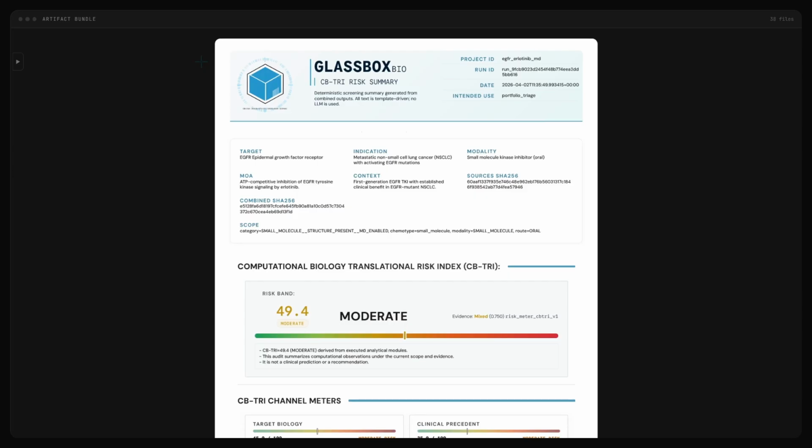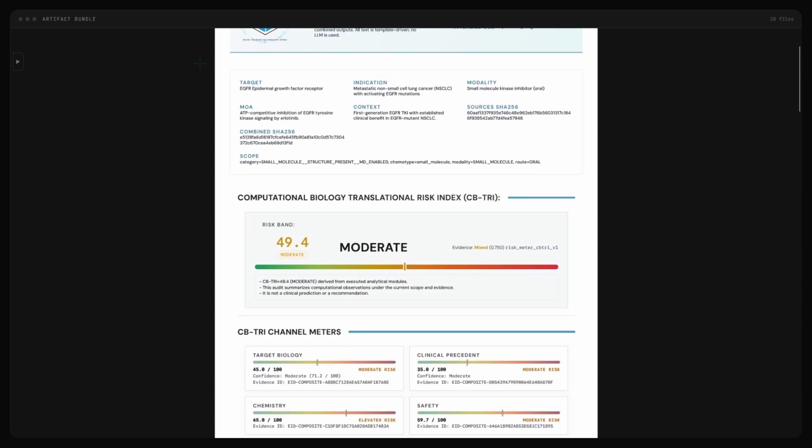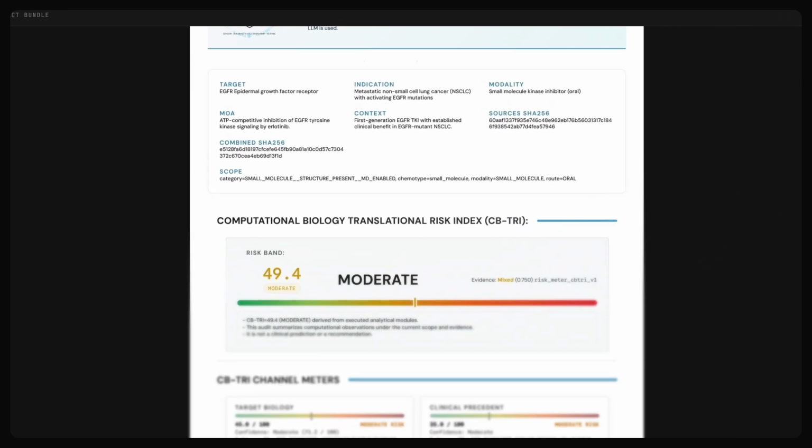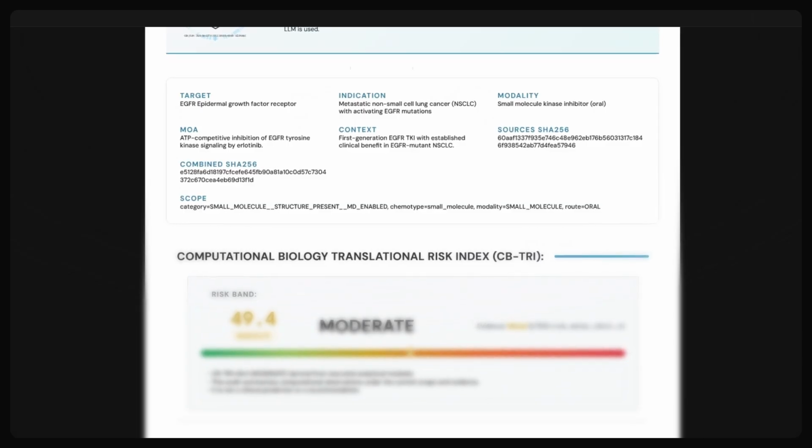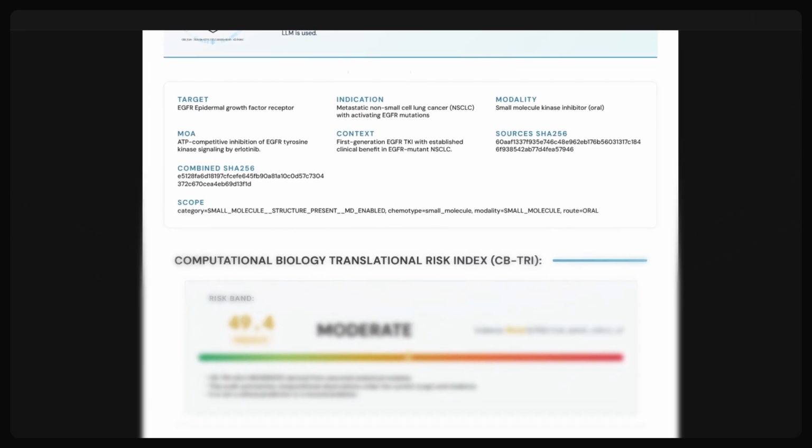Beneath the seal and header is the project information and inputs used for this run. This block defines the analytical scope: what target, what modality, what mechanism, what therapeutic use case.